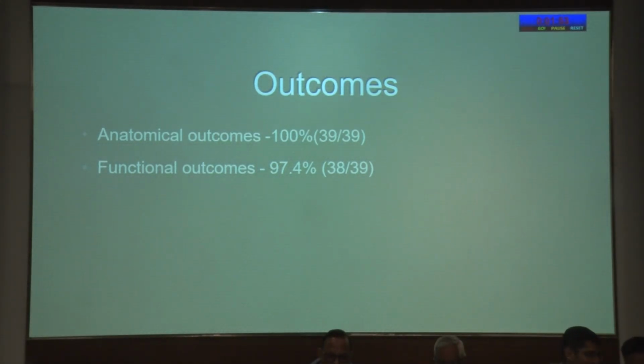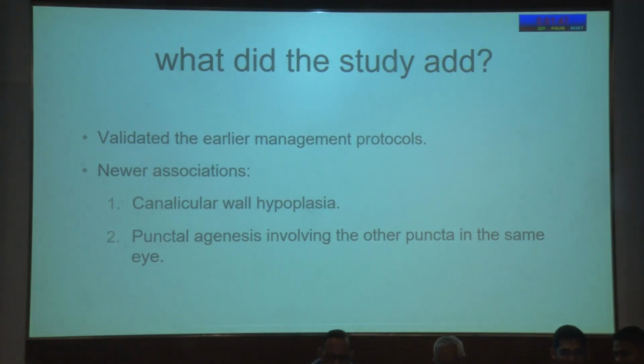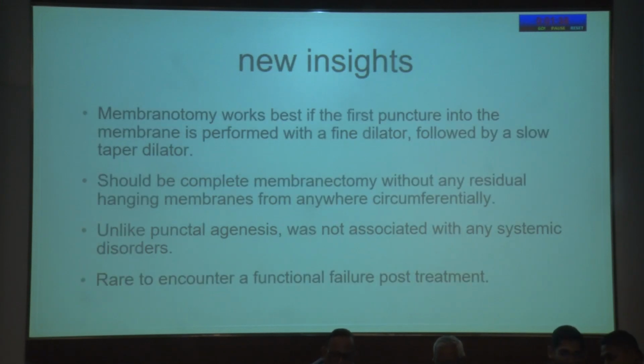On our outcomes, we had a 100% anatomical outcome, but the functional was 97%. Our study basically validated what the earlier management protocol was, basically membranectomy. Newer associations such as canalicular wall hypoplasia were found, and punctal agenesis involving the other puncta was found. Other insights were that membranectomy works best if the puncture into the membrane is performed by a fine, rapid dilator, followed by a slow tapering dilator where we remove the membrane throughout. It should be a complete membranectomy without any residual hanging membranes. Unlike punctal agenesis, it was not associated with any systemic disorders, and functional failure post-treatment is rare.